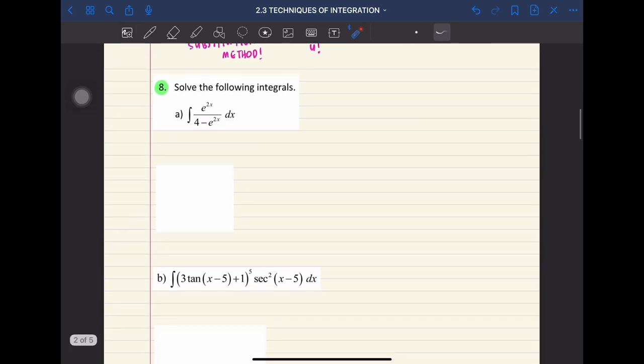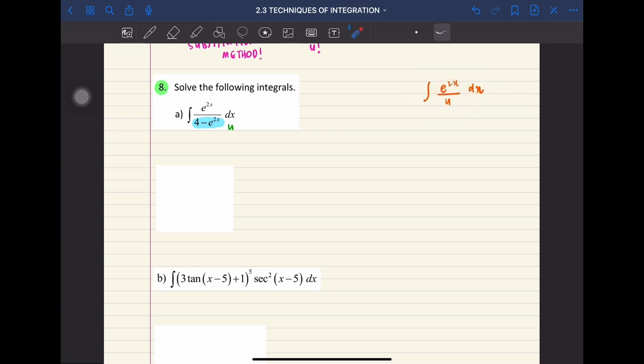So for A, we have e to the 2x, we have 4 minus e to the 2x, and we have 2x as the power of index. So which one is going to be your u? The answer is the one below. The denominator is going to be your u. As I mentioned before in the lecture, make sure you write down everything that you have changed. Notice that we haven't changed e to x and dx in terms of u yet.